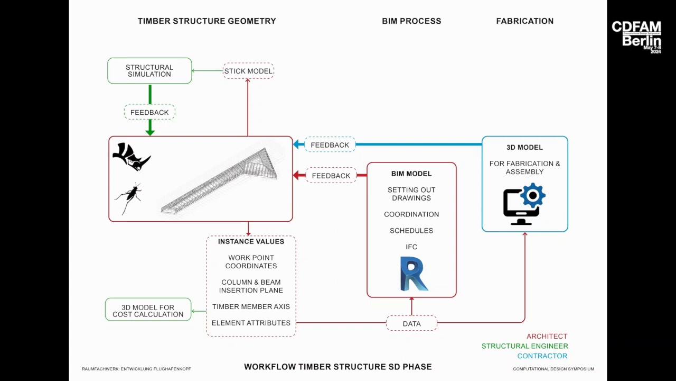On the other hand, we also have an output of instance values such as work point coordinates and insertion planes and the timber member axes and element attributes. Again, the structural engineer uses that data output for the cost calculation, and on the other hand, we architects use it in order to develop the BIM model. And that again, as a result of coordination, we get more feedback, which again goes into our timber structure model. And the data which we put out of Rhino is also used by the contractor for developing the fabrication and assembly model.